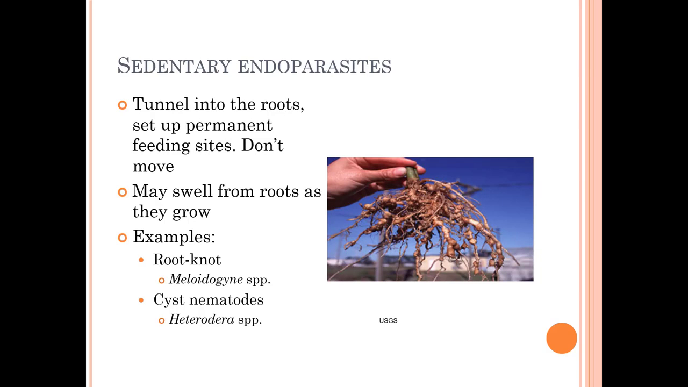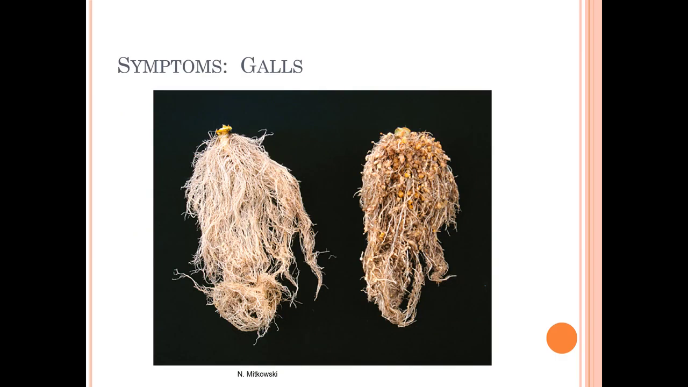And then we got sedentary endoparasites. They tunnel into the roots, set up permanent feeding sites. They don't move. They may swell from the roots as they grow, and the two most common are going to be the root knot nematodes and the cyst nematodes. So root knot nematode is on the right here. So on the left we've got a lettuce cultivar Salinas that is resistant to root knot nematode. On the right we've got Ithaca, which is susceptible. So you can see we've got healthy roots on the left, and then we've got these nodules or galls on the right.